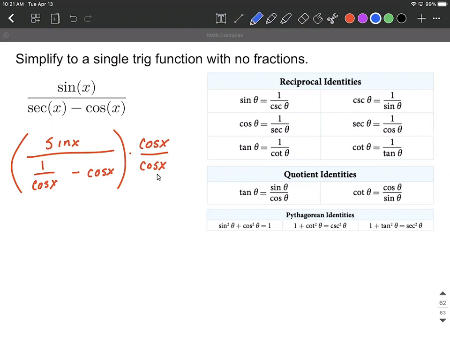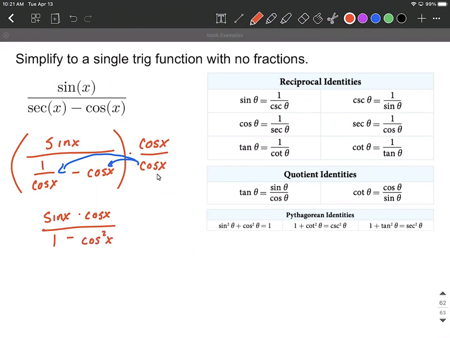From here, we're going to have to do a little bit of distributing with this denominator. So that's going to be multiplied by each of those. So our numerator is just going to be sine of x times cosine of x. But our denominator now is, the whole goal of multiplying by cosine over cosine was to eliminate that fraction. So it'll cancel out with the denominator. So we have 1 minus cosine squared of x.